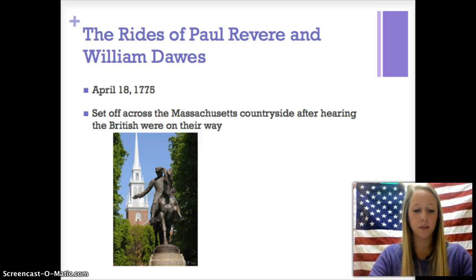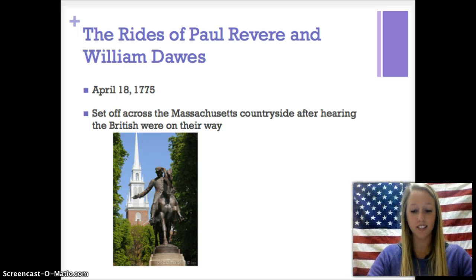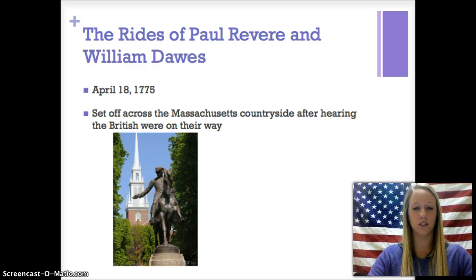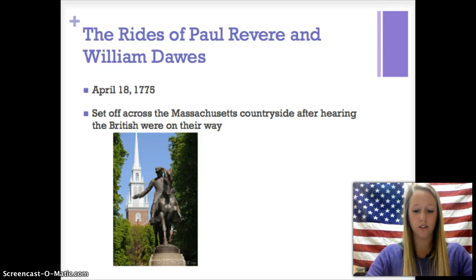The operation was meant to be conducted as discreetly as possible, since scores of British troops were hiding out in the Massachusetts countryside. Anyway, while the men were riding, patriots in Charlestown waited for a signal from Boston, informing them of British troop movement. If the British troops were marching out of town on the Boston Neck, one lantern would be hung from Boston's Old North Church, the tallest point in the city. If the British were approaching by way of the Charles River to Cambridge, 2 lanterns would be hung. 2 lanterns were hung that night, and the armed patriots made their way to Lexington and Concord.